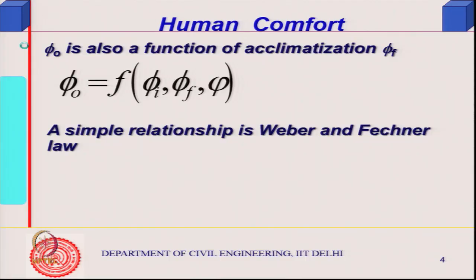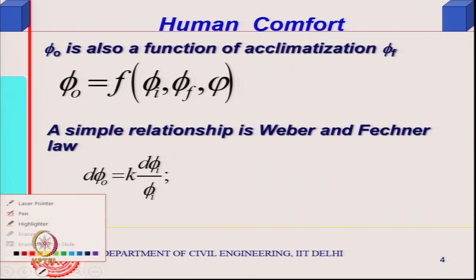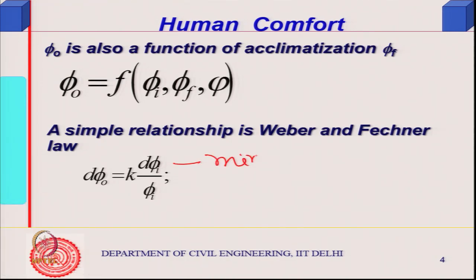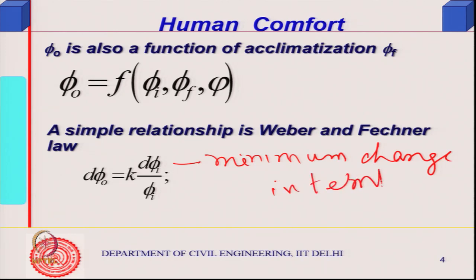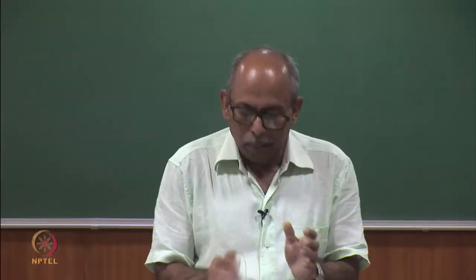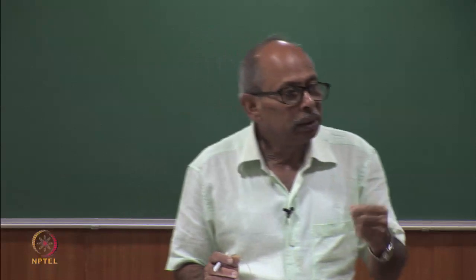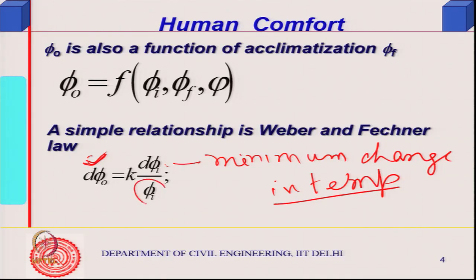So, anyway, a simple relationship is Weber-Fechner's relationship, where delta phi 0, the response, or the smallest response, is a function of d phi I by phi I. So, it is proportional to d phi I. For example, the least amount of temperature difference, the minimum change in temperature that you can perceive, is a minimum. If it is below some value you won't find anything, d phi 0, there will be no response. So, there is a minimum level, and that is divided by phi I.